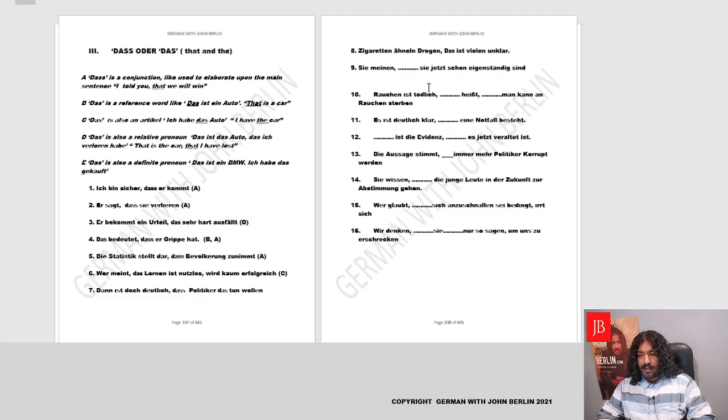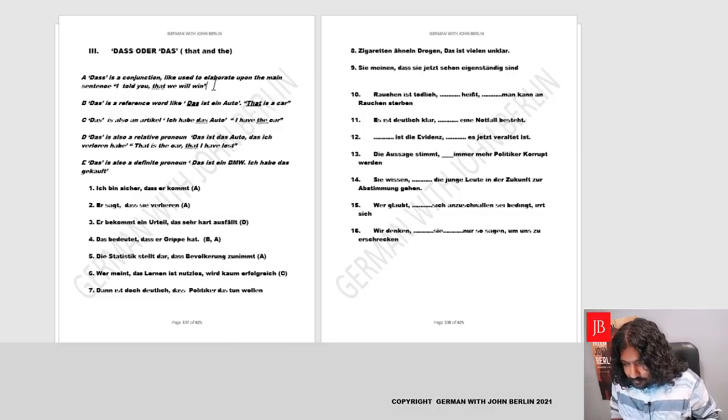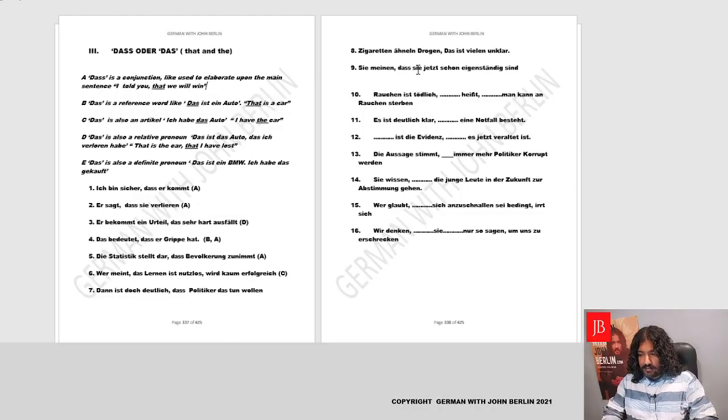Yes, not clear. Sie meinen, dass sie jetzt eigenständig sind. They mean that they are now independent. So basically, what do they mean? We are just elaborating. So it's the conjunction "dass". When it's a conjunction, the question is basically what you elaborate. And that's why you use "dass". Here in the question 8, when we said Zigaretten ähneln Drogen, it's not what we are elaborating, it's what we are referring to. So it could be "das", vielen unklar.